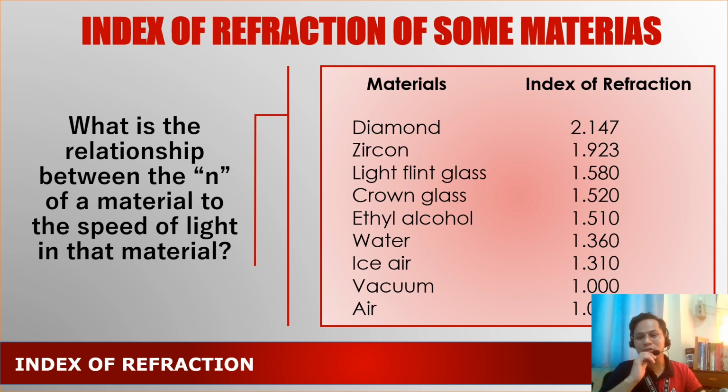Since it has a big value of n, light travels slowly here. Zircon has only a small index of refraction, so light travels faster in zircon. So let's apply that. Brain twisters, no?